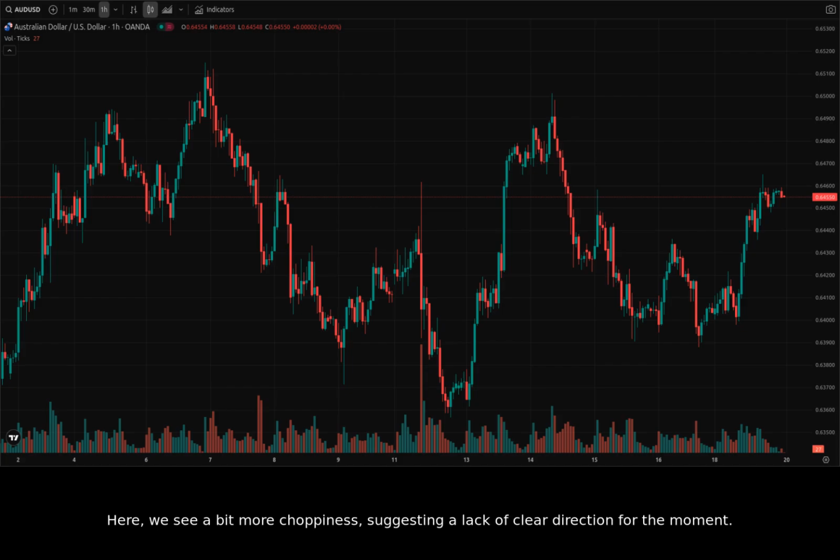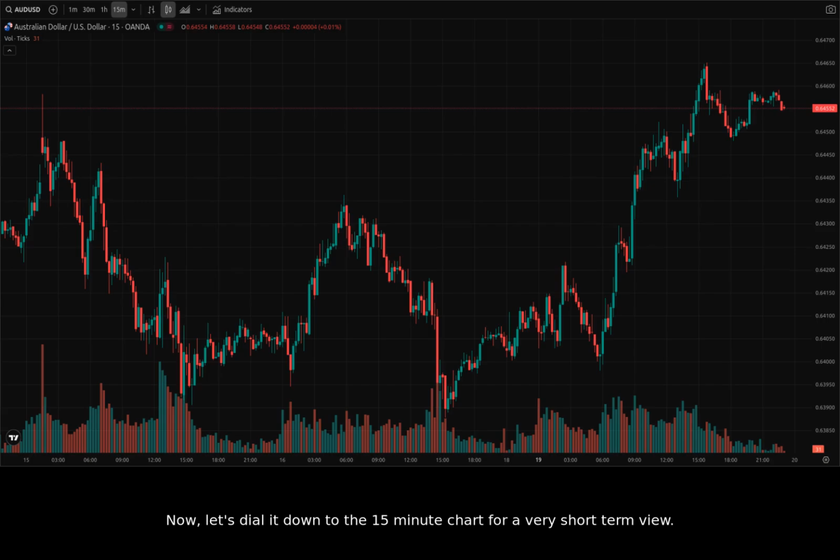Zooming into the one-hour chart, we can get a better sense of shorter-term price action. Here, we see a bit more choppiness, suggesting a lack of clear direction for the moment. If the RBA does cut rates, expect to see a move downwards. Now, let's dial it down to the 15-minute chart for a very short-term view. It's quite range-bound, but a rate cut from the RBA could change things. We can see indecision in these most recent candles.